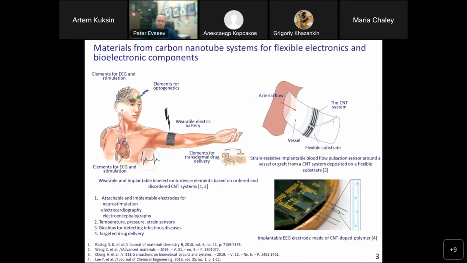Materials based on ordered and disordered systems of nanotubes are used to create flexible electronics and bioelectronic components. For example, that could be attachable and implantable electrodes for neurostimulation, electrocardiography, electroencephalography, temperature, pressure, strain sensors, biochips for detecting infectious diseases, and others.